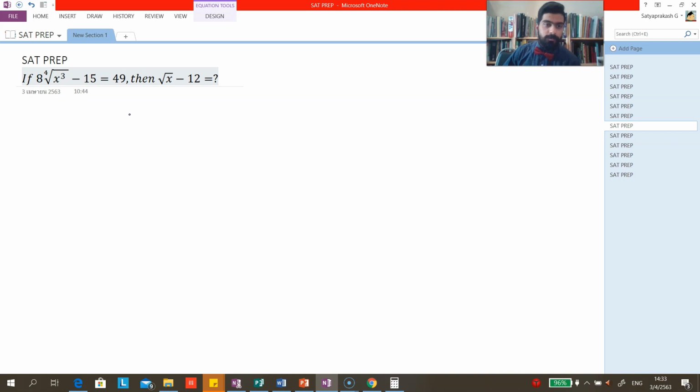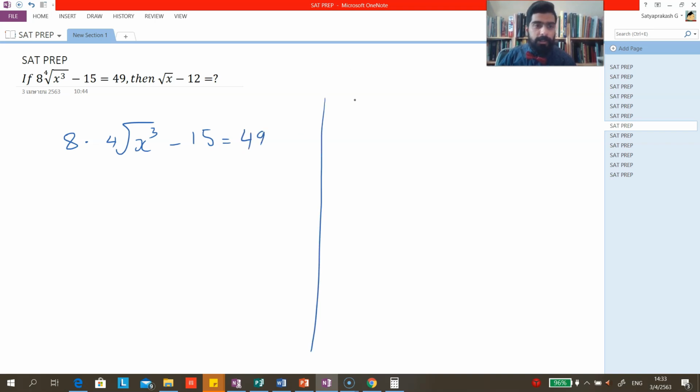Here we go. So let's see here. So 8 multiplied by 4th root of x to the power of 3 minus 15 is equal to 49. And what they want us to find, and then they're asking us what is square root of x minus 12. So square root of x minus 12 is equal to what? So again, first of all, we need to find the value of x. Hence, we can go here. Alright guys, so let's go here.